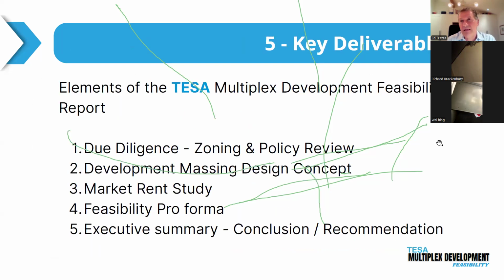So there's 5 key deliverables or 5 elements to the feasibility study. Number 1 is due diligence, understanding what the site will and will not permit. And this is a reviewing of the zoning and policies. Number 2, a development massing design. Now we know what we can build.